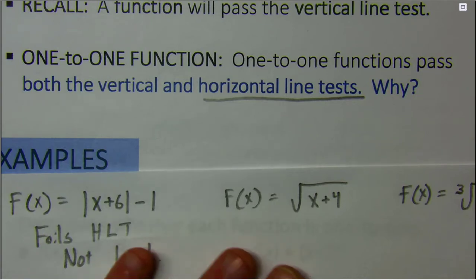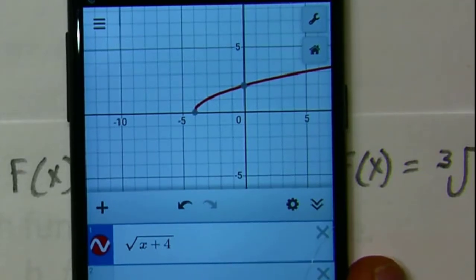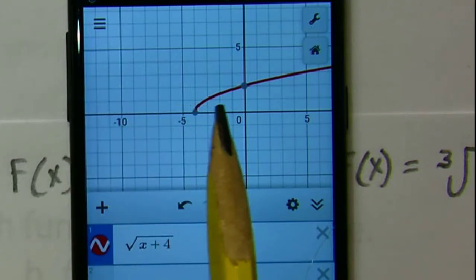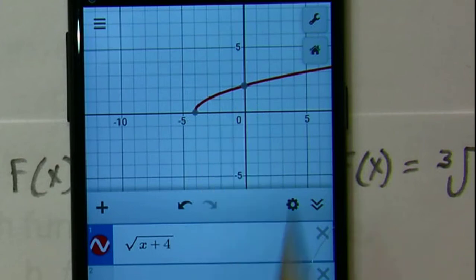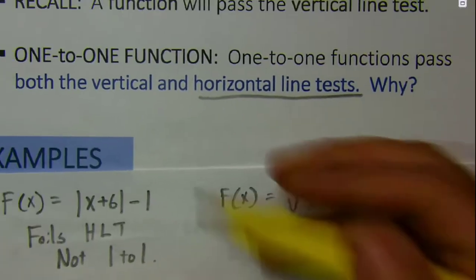Okay, our second one is f of x is equal to the square root of x plus 4. When you graph that, no surprise, is one of our base functions. You should get the square root function moved to the left 4 spots. Would that pass the horizontal line test? Yeah, any horizontal line that crosses this graph will only hit it one time. This one passes the horizontal line test. It is one-to-one.